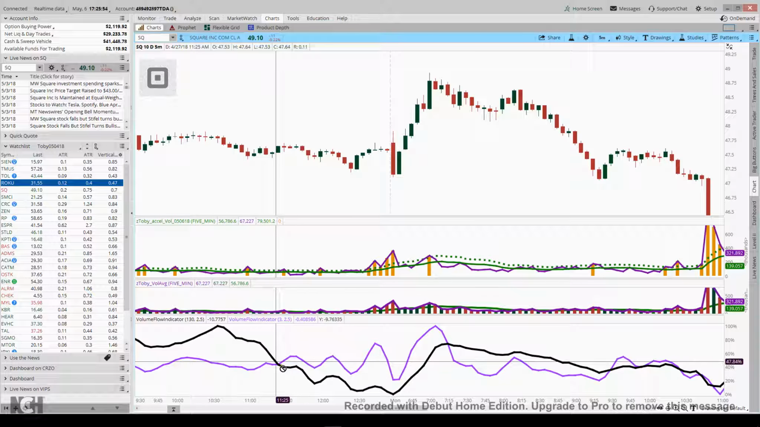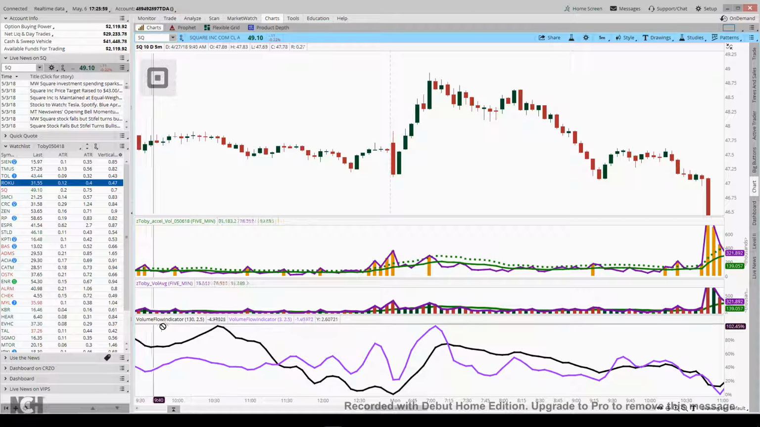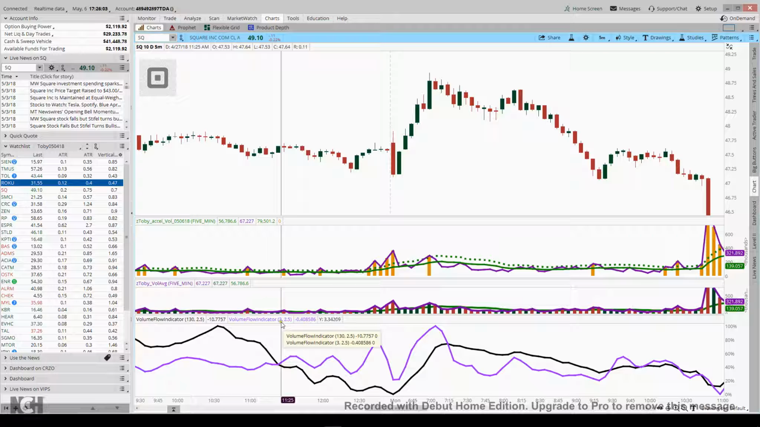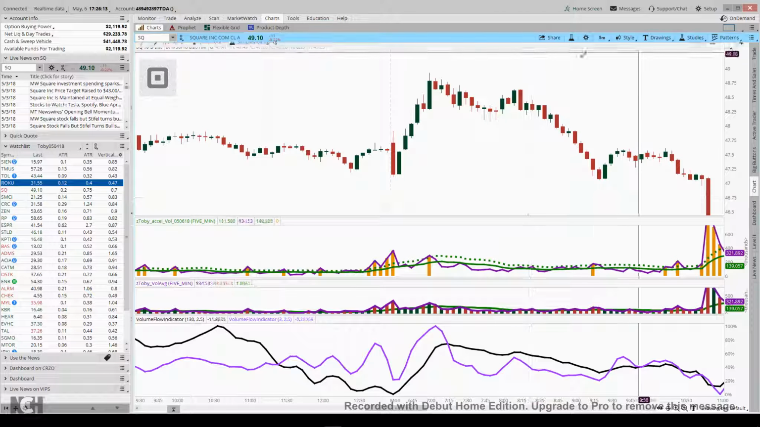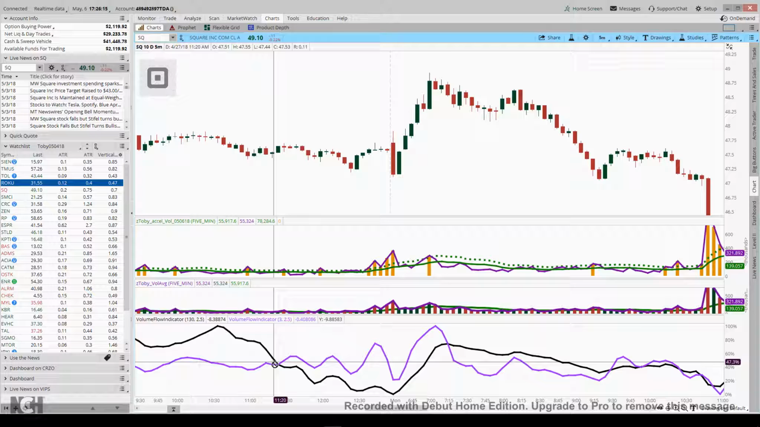Notice there's a black flow indicator and a purple flow indicator, and their names are up here: volume flow indicator at 130, volume flow indicator at 3. The 3 again refers to the number of bars. It's looking at 3 bars to make its flow calculation. This is at 130 bars. So again, in this case, the bar is 5 minute, which is what day traders like.